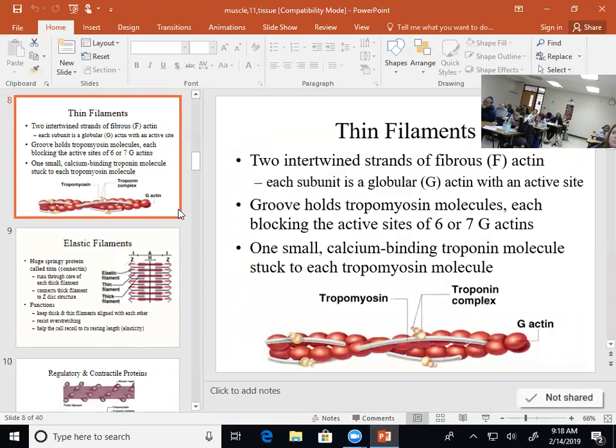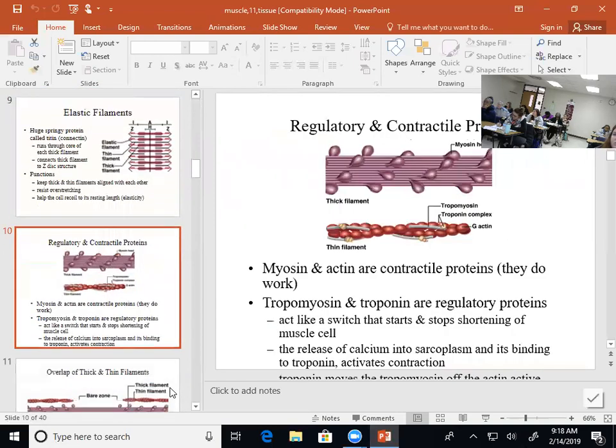What these little regulatory proteins are doing is blocking the binding sites on actin. So at rest, the binding sites are hidden. But we know that there's something that can interact with this troponin and tropomyosin to move them away from those binding sites. What did we say that was? Good job. Calcium.